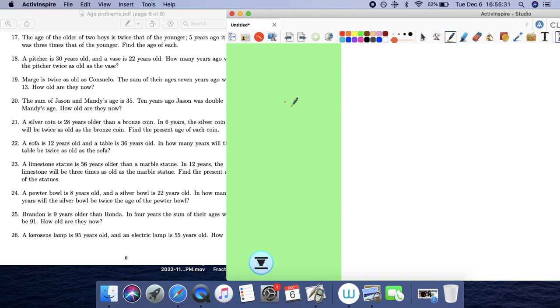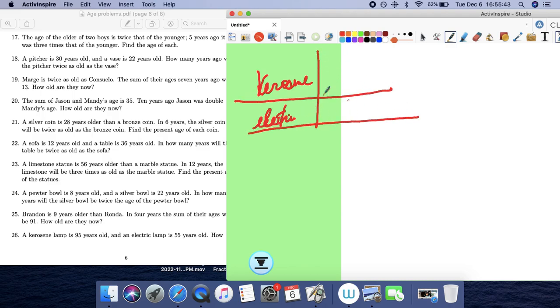26, we have a lamp that's 95 years old, an electric lamp. So again, a kerosene lamp and an electric lamp. No different, like I said, from John and Mary. Same thing. The kerosene lamp is 95 years old. The electric lamp is 55 years old.